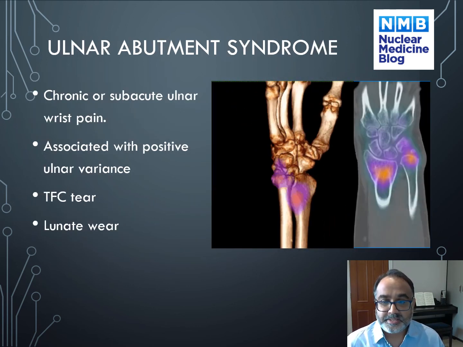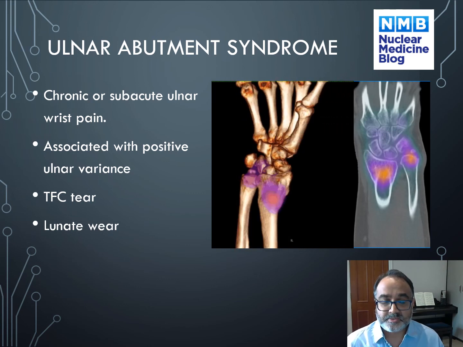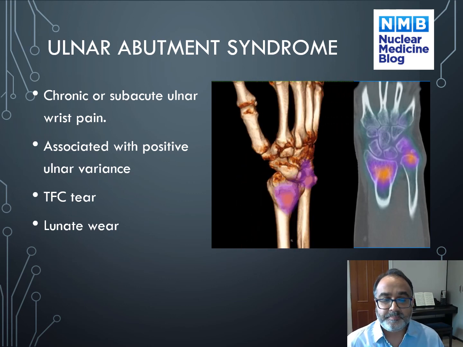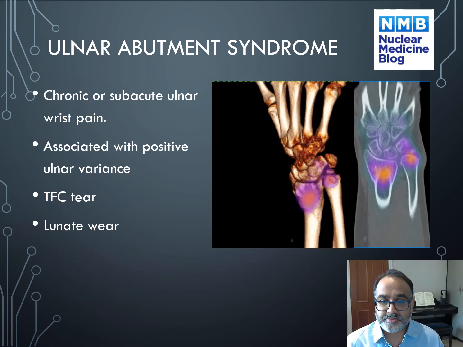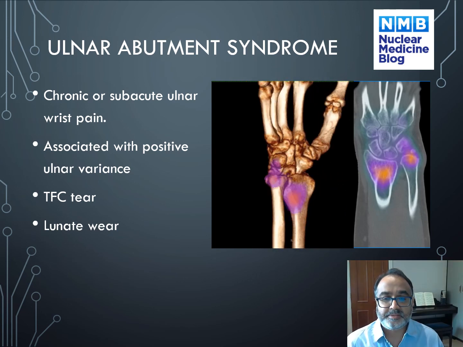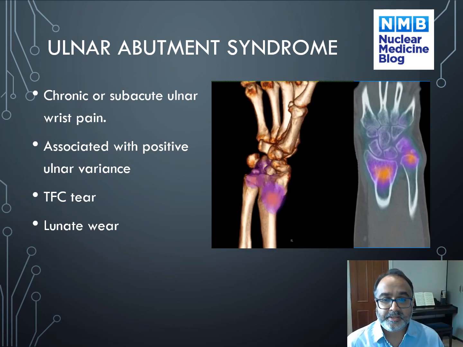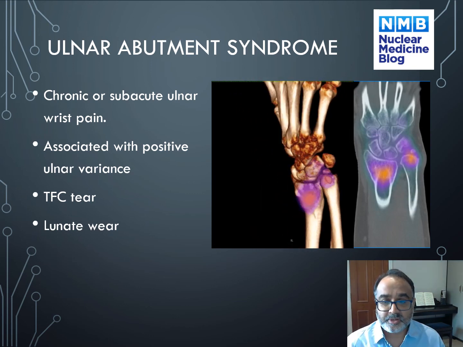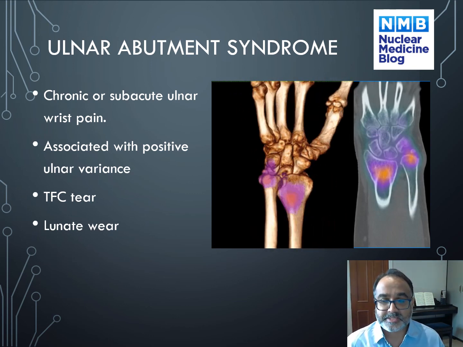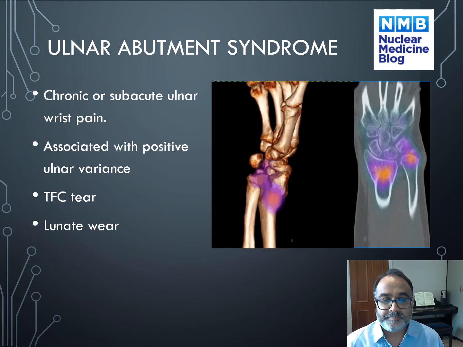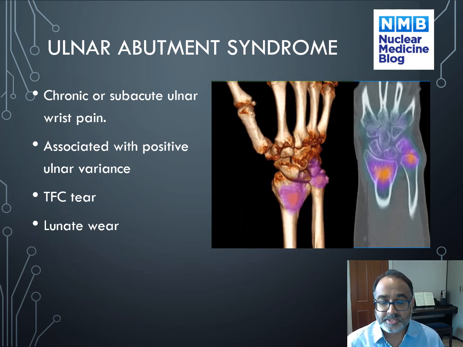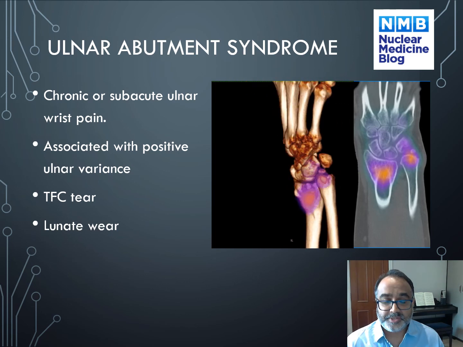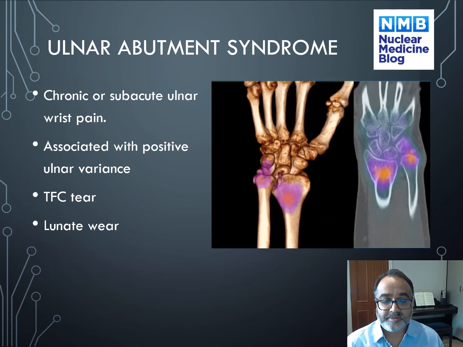This is another indication that I think SPECT-CT is quite useful for. This is ulnar abutment syndrome, and essentially this is where the ulna is excessively long and impinges on the carpus, on the ulnar aspect of the carpus. It can present with chronic or subarticular ulnar pain. It's often associated with a positive ulnar variance.